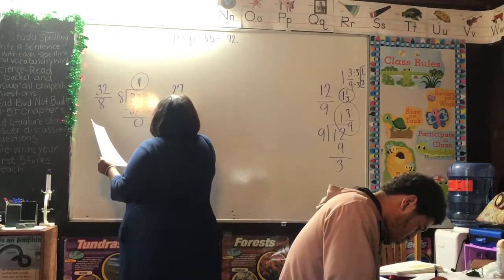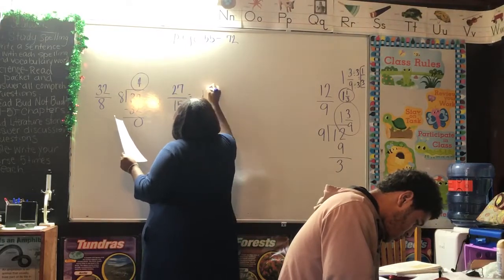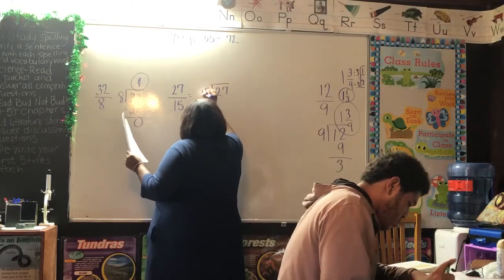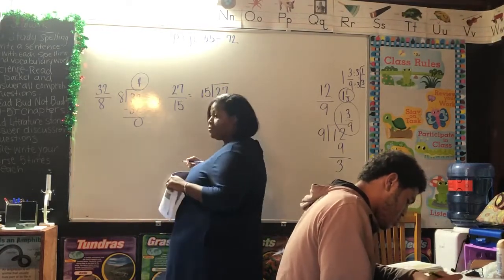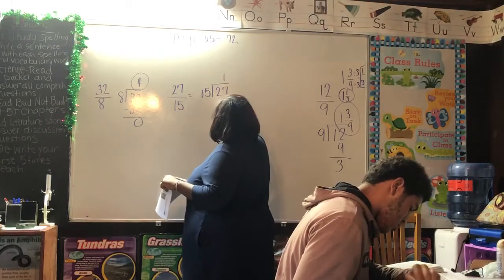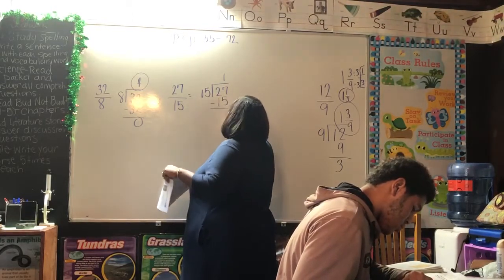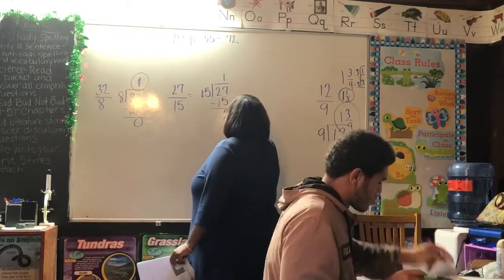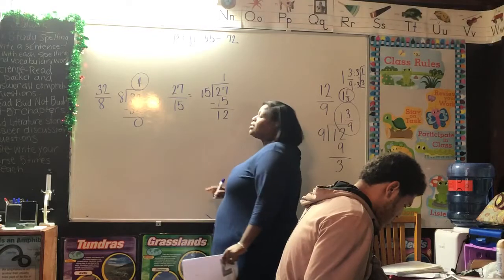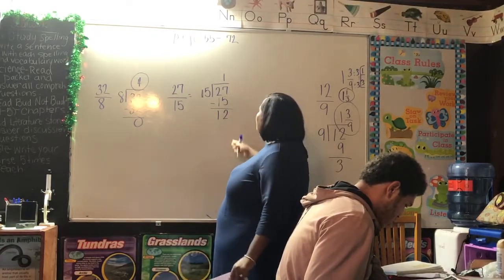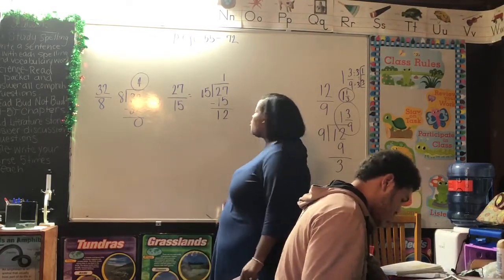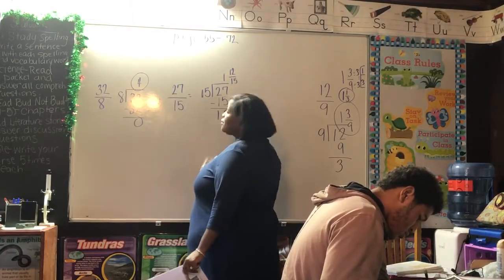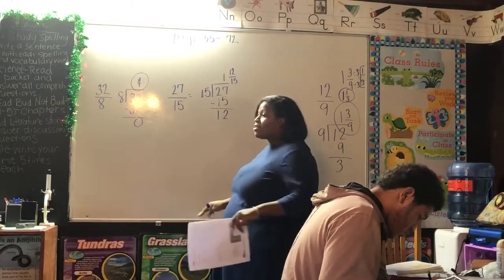27 over 15. I don't hear you, Mariah. What do we do? Divide. 15 divided by 27. How many times can 15 go into 27? 1 time. 1 times 15 is 15. We subtract. What's 27 minus 15? 12. Can 12 go into 15? No. Is there anything else to bring down? No. So guess what? 12 is going to go over what? 15.